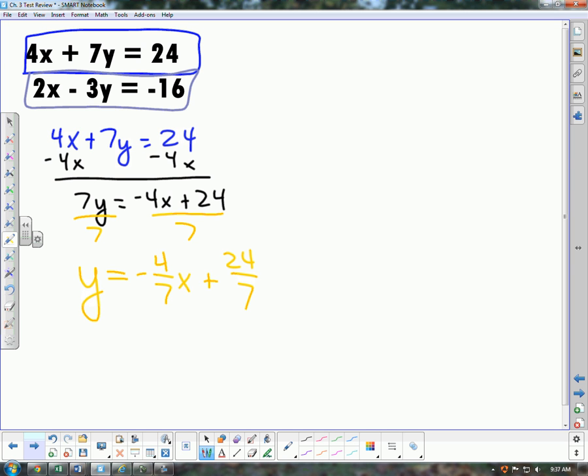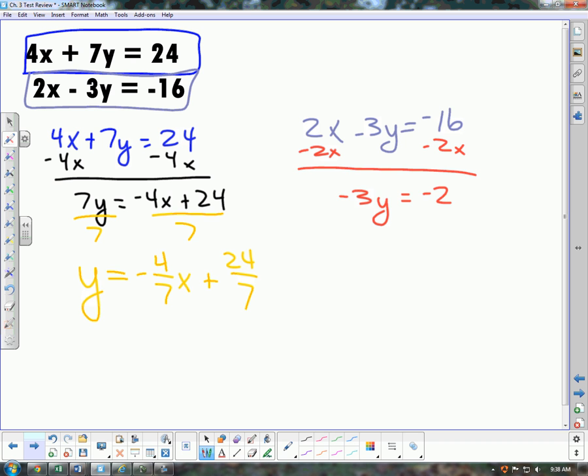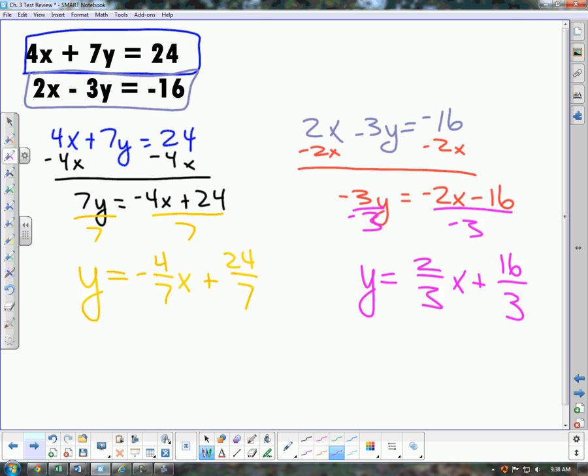Second equation, same thing. Subtract 2x, and you'll get a negative 3y equals a negative 2x minus 16. Then divide by a negative 3, and y will equal 2/3 x plus 16/3. You don't have to do any of the math if you don't want to. You can just leave it like that.